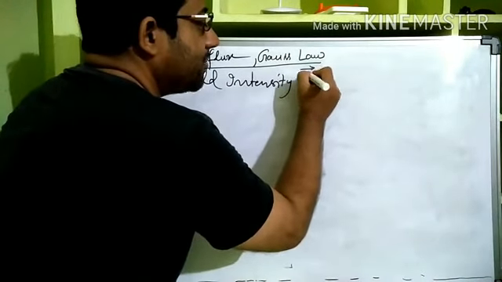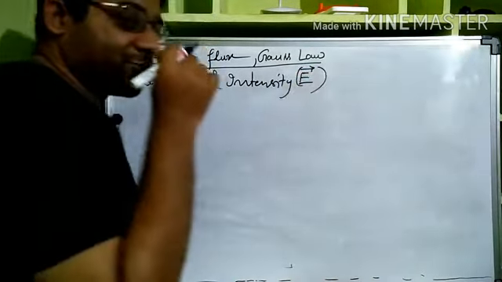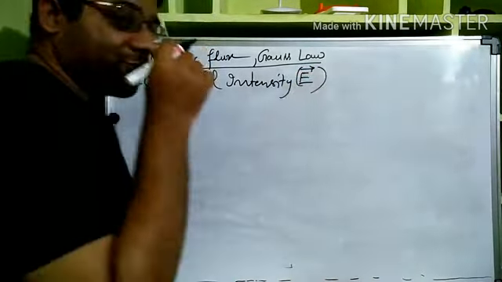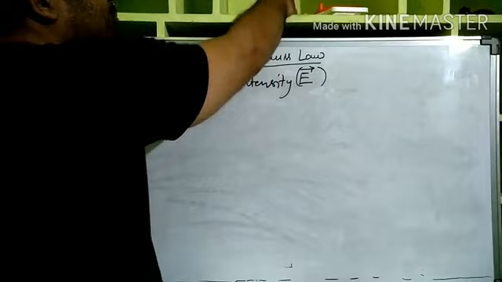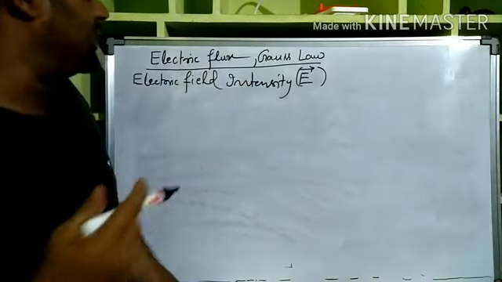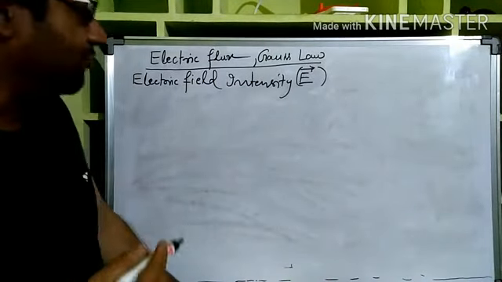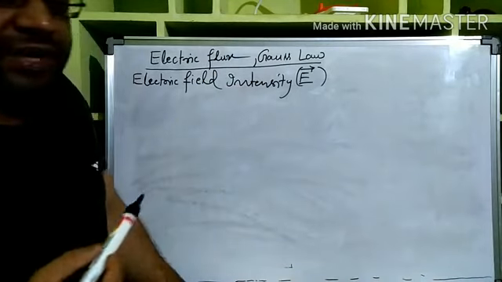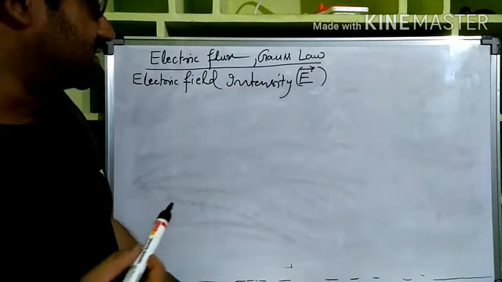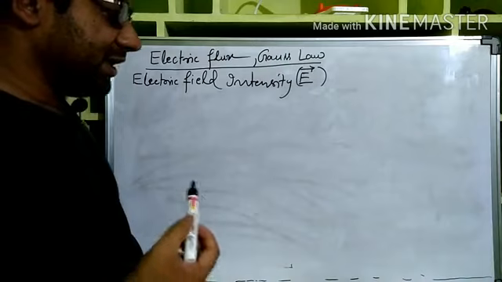Is electric field intensity a scalar quantity or a vector quantity? It is a vector quantity, right? That's why I have written E with an arrowhead. Now till this it was clear, but in this particular session we are going to learn what electric flux is. We are going to be introduced to a little new concept, electric flux, and what it is.